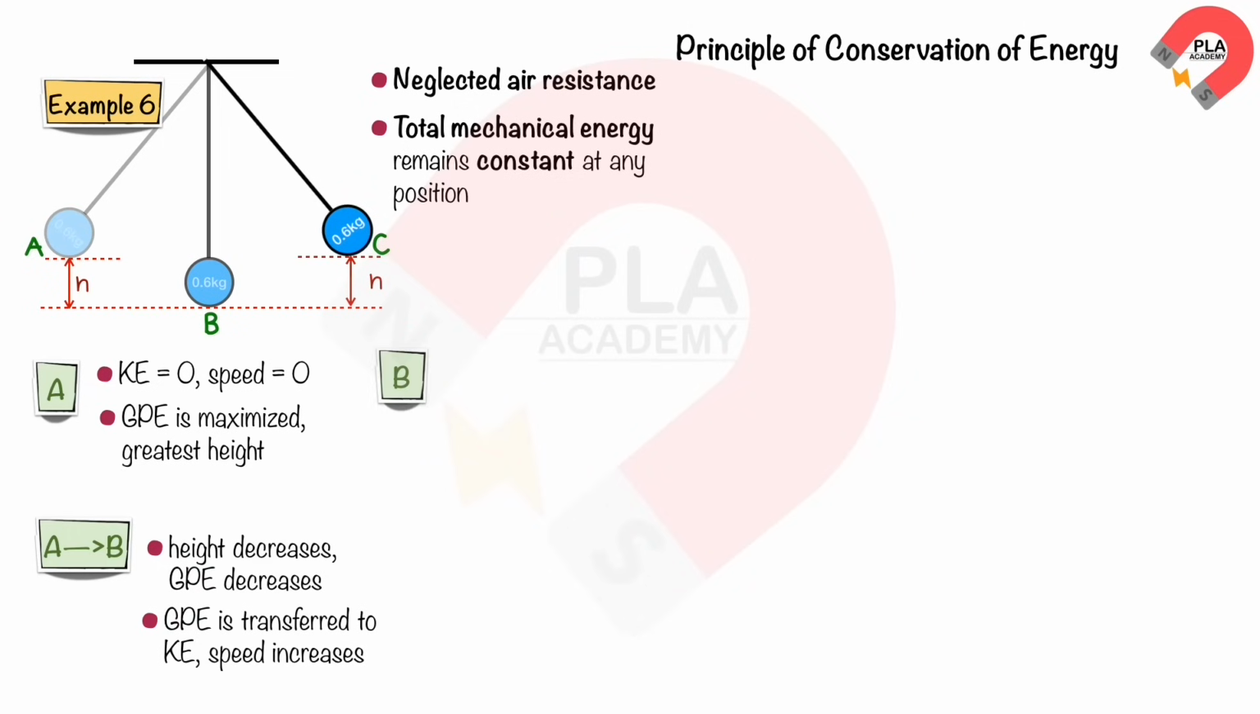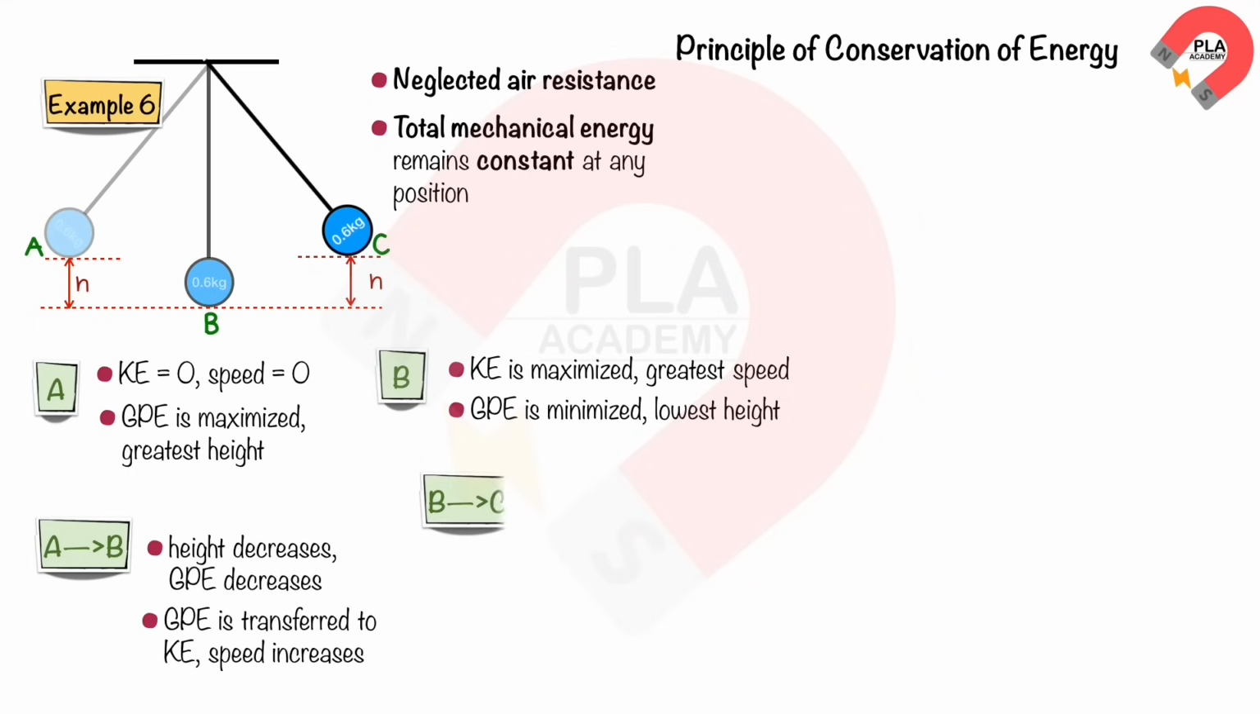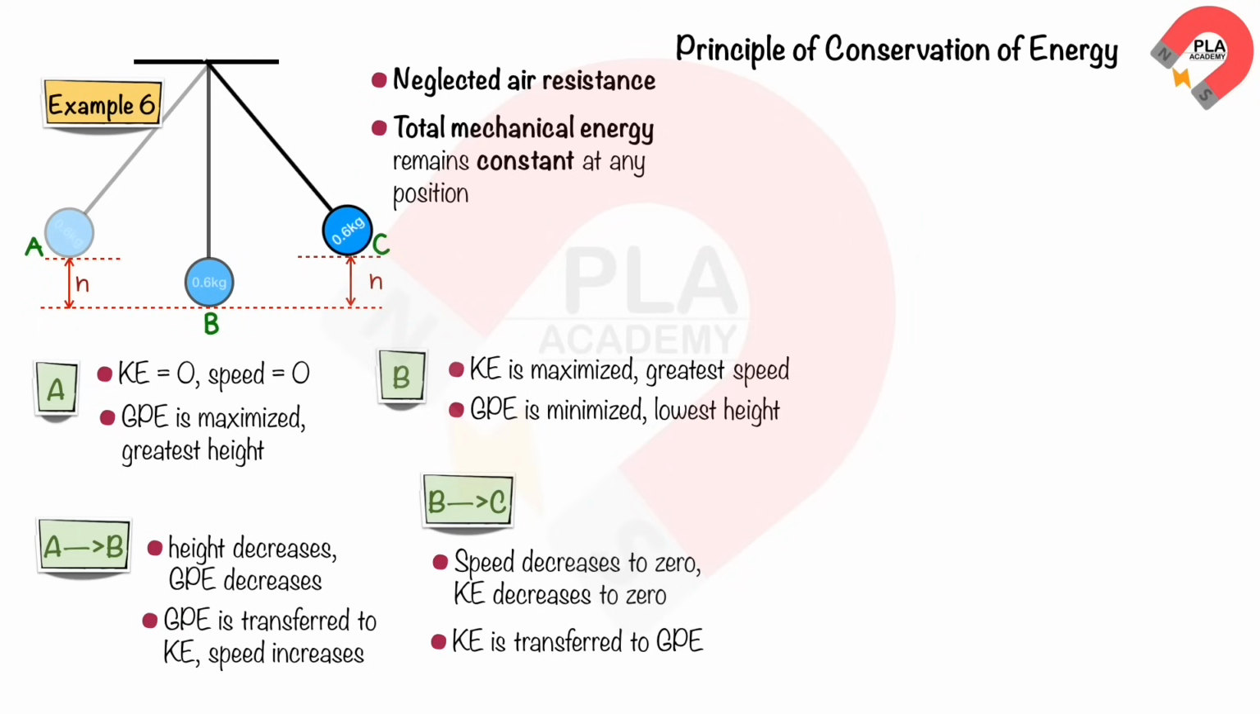At point B, the kinetic energy and speed are maximized, due to greatest speed, while the gravitational potential energy is minimized due to the lowest point of the swing. As the pendulum swings from point B to point C, its speed decreases from the maximum to zero, leading to a decrease in kinetic energy to zero. This kinetic energy is transferred to gravitational potential energy.